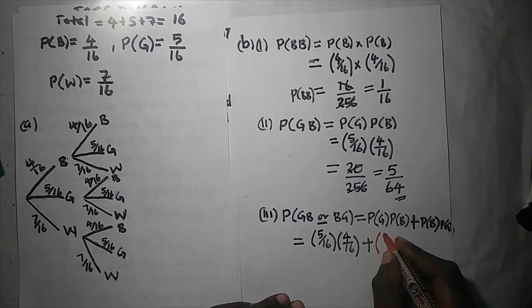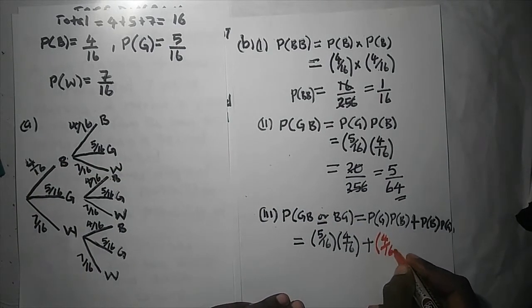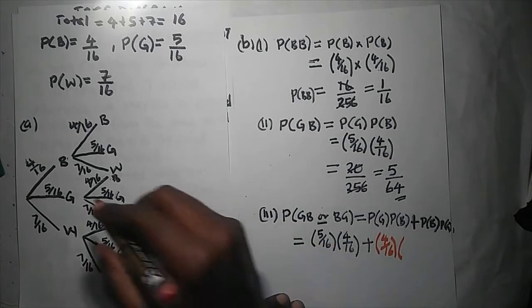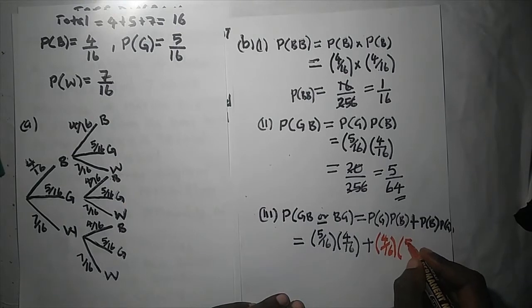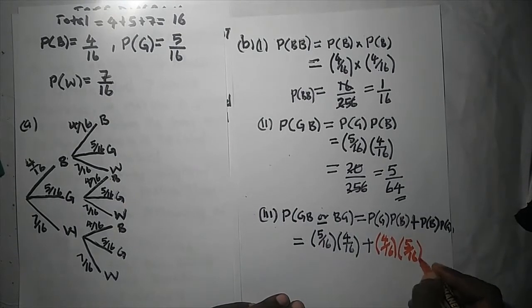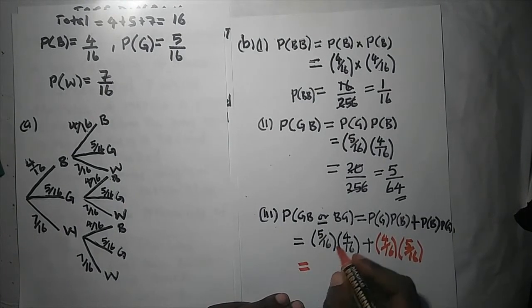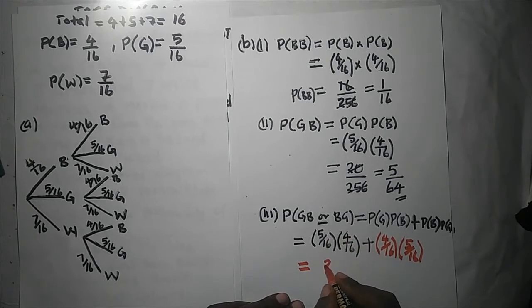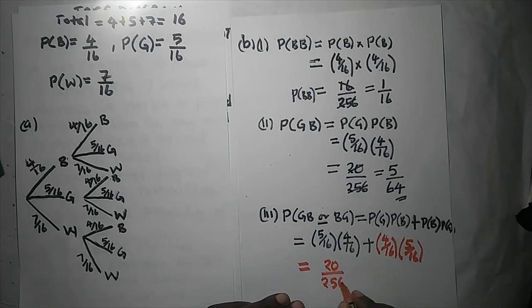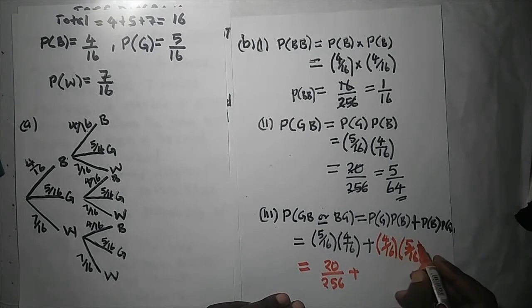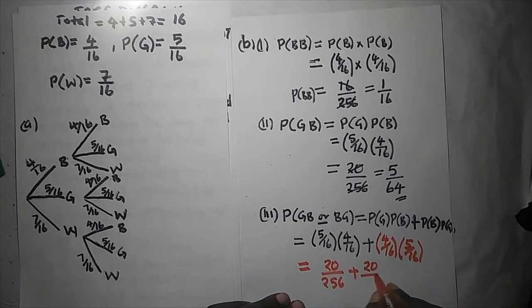So you are going to have 4 over 16 times, from 4 over 16 here, you go to green, which is 5 over 16. So 5 over 16. So we can multiply this. We are going to have 5 times 4, which is 20, over 16 times 16, which is 256, plus 4 times 5, which is 20, over 16 times 16, which is 256.